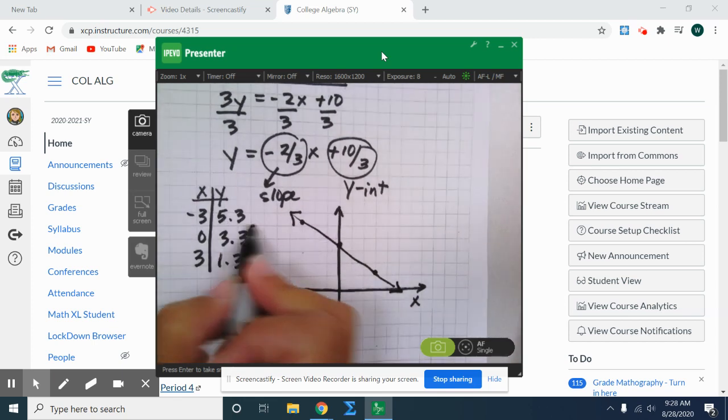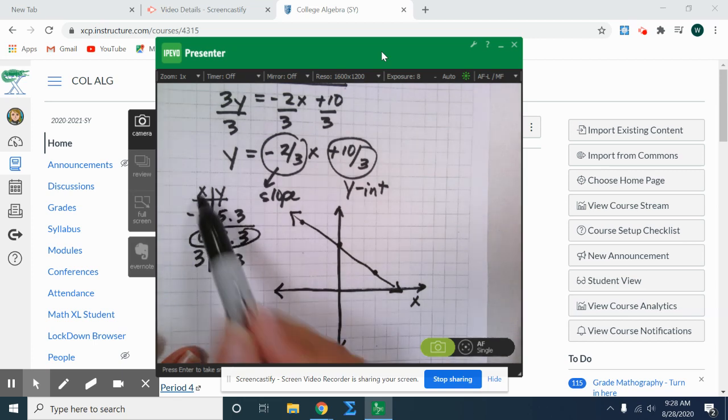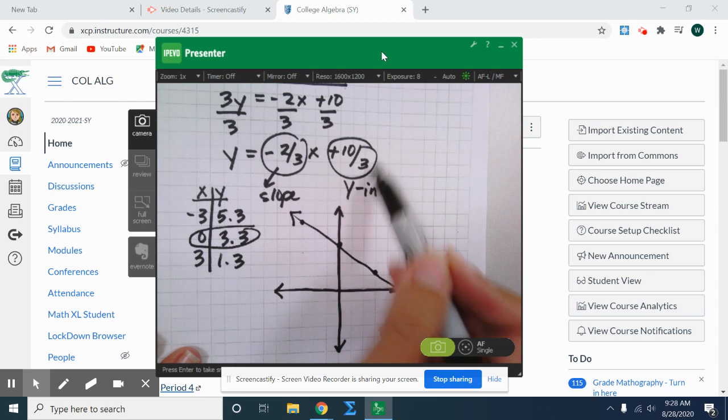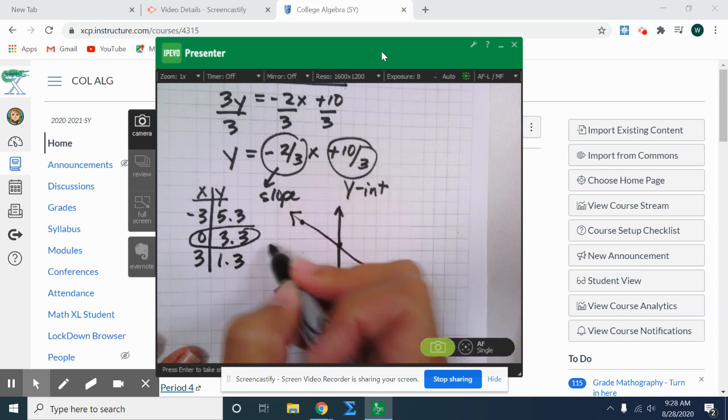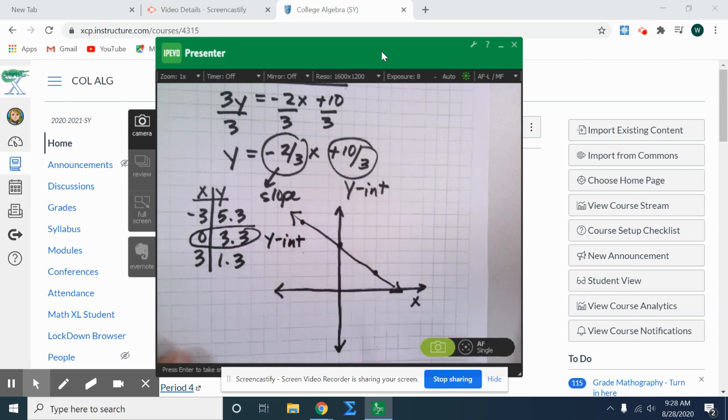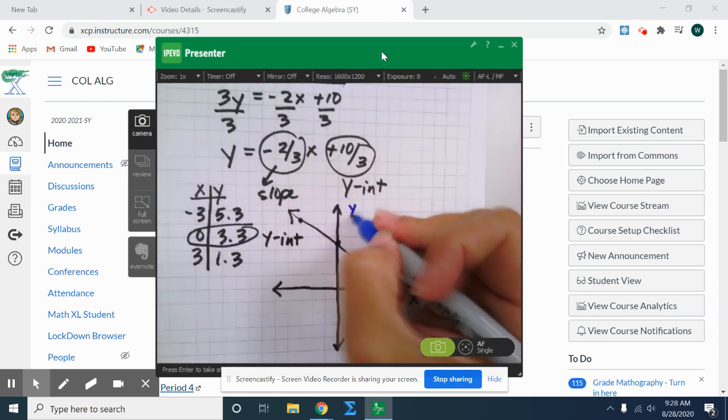Now here is your y-intercept. Wherever x is 0, that's your y-intercept if you have the ordered pair, or this is the same as 10/3 if you have it from the equation. So there's your y-intercept. There's the point where the graph will cross the y-axis.